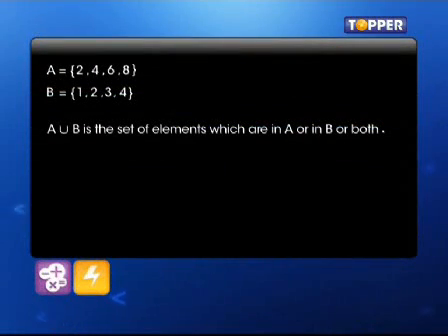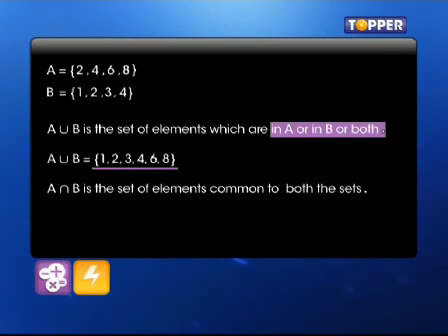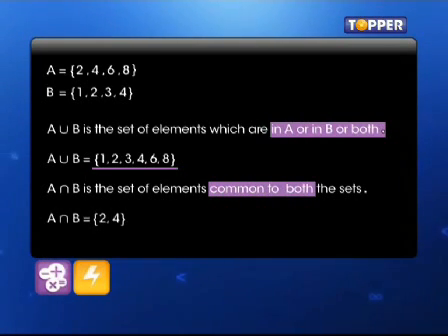Anyway, the answer is A ∪ B is a set of elements which are in A or in B, or both of course. So, A ∪ B is equal to {1, 2, 3, 4, 6, 8}. A ∩ B is the set of elements, remember, that are common to both the sets. So, A ∩ B is equal to {2, 4}.